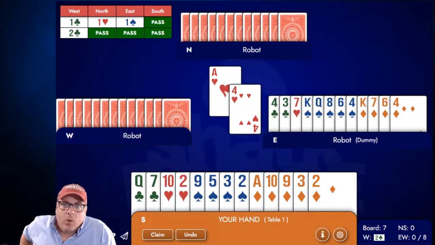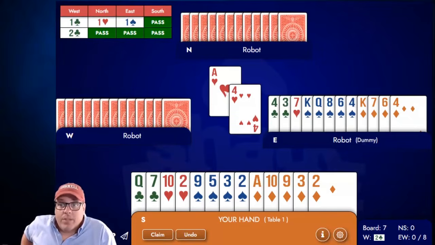And what do I want? Also, make a point of looking at this and recognize Dummy has played the 4 of hearts already. What signal are we supposed to give here? The correct signal is attitude. Partner is leading the ace of hearts. They're leading an honor, and Dummy is following with the 4.